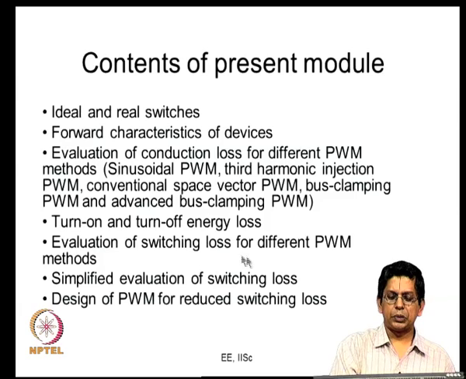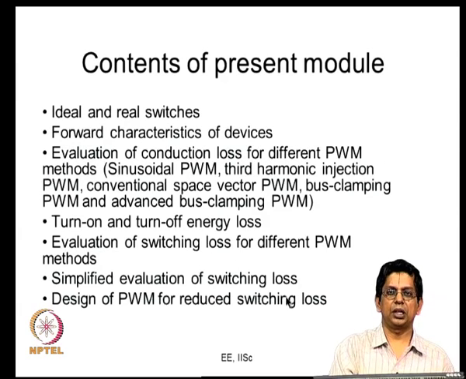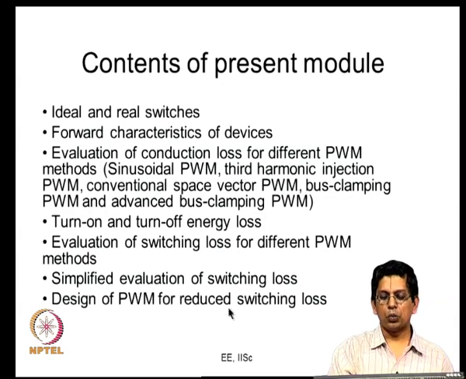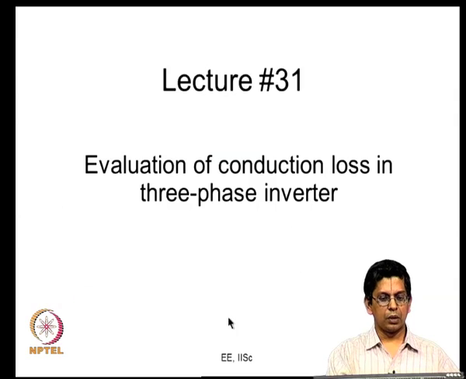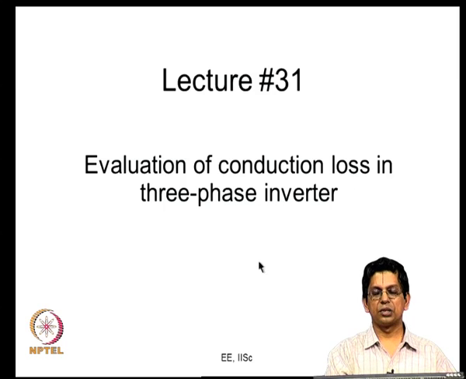Then we would evaluate the switching loss for the various PWM methods, and we will come up with a simplified evaluation of switching loss. We will finally present some design of PWM methods which will reduce the switching loss. Particularly, we would look at advanced bus clamping PWM methods and see how switching loss can be reduced using these compared to conventional space vector PWM.